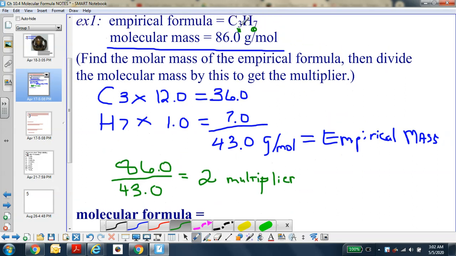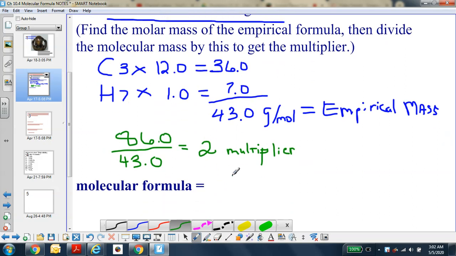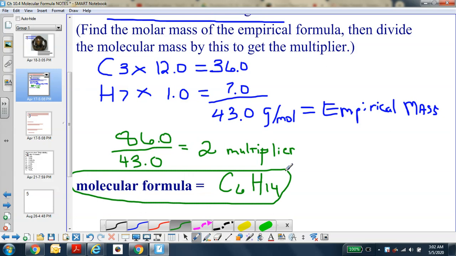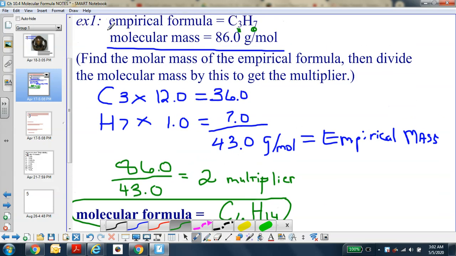So C3H7 now is going to become C6H14. And that is my molecular formula. So this math is very simple. If you are given the empirical formula, you'll always be given the molecular mass. Now, if you are not given the empirical formula, then you have to determine what it is from the data, just like in yesterday's notes and worksheet.